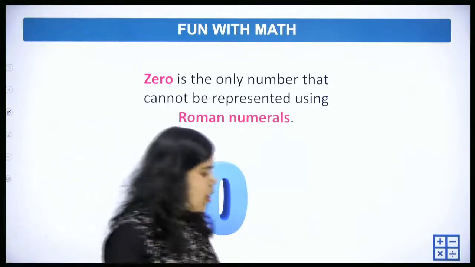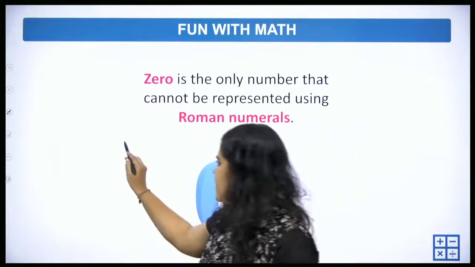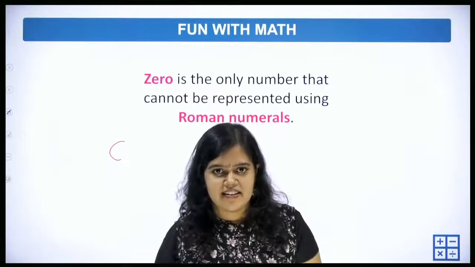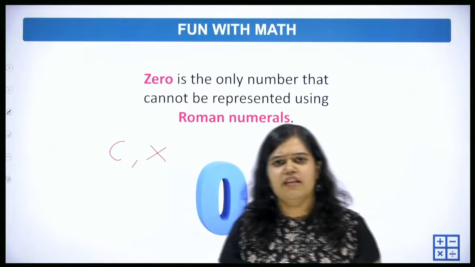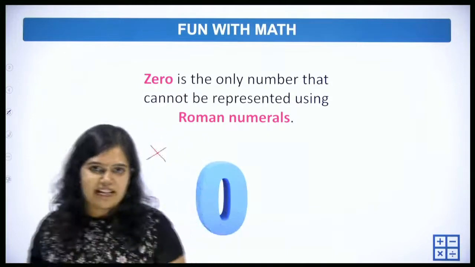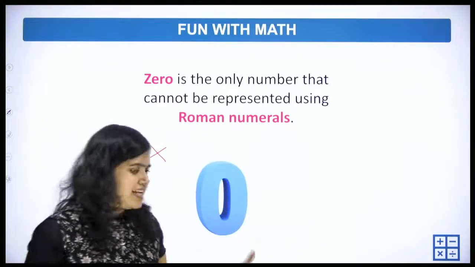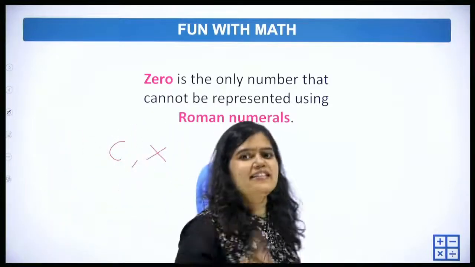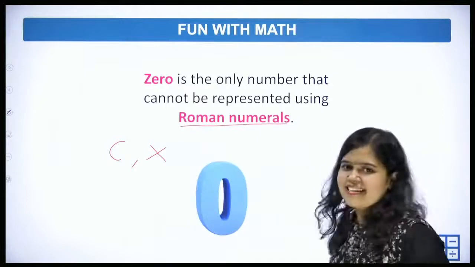We represent all the numbers using Roman numerals. Even if it is 100, we write it as C, right? If it is 10, we write it as X. And for all the numbers, even millions, trillions, we represent them using Roman numerals. But 0 is the only number that cannot be represented using Roman numerals.